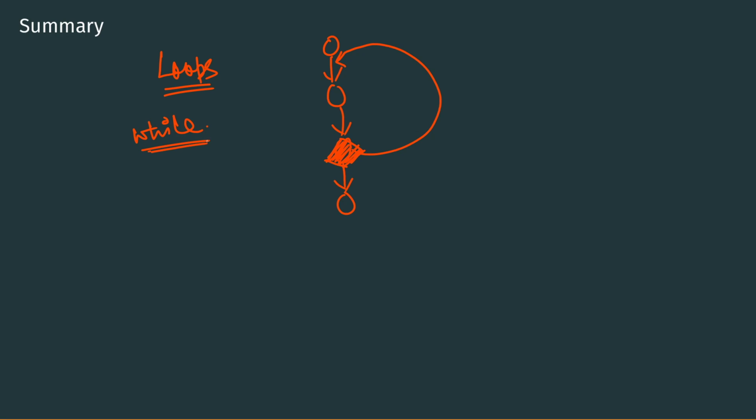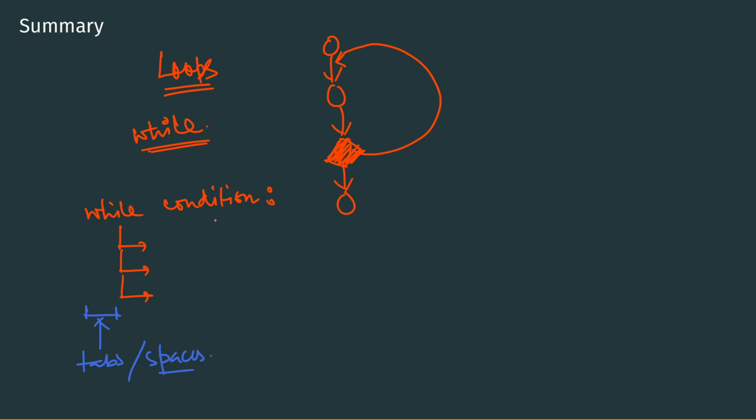The way while works is it checks for a condition: while condition. If this condition is true, or as long as this condition is true, it will keep on executing a set of statements that has been provided inside the loop body. The way it's done is by using spaces or tabs, so these would be tabbed.